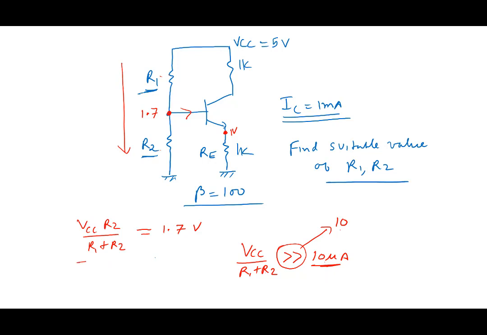Now with this constraint and this constraint, you should be able to get the value of R1 and the value of R2. You should be able to find the values here. This is our IB.